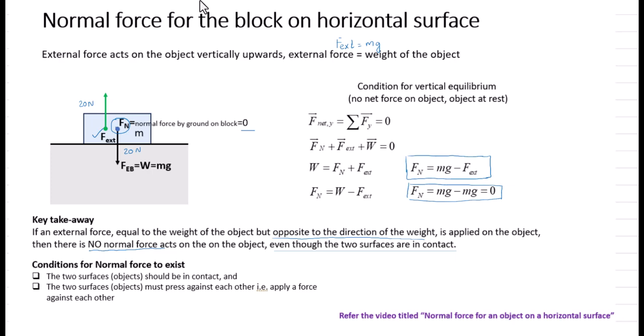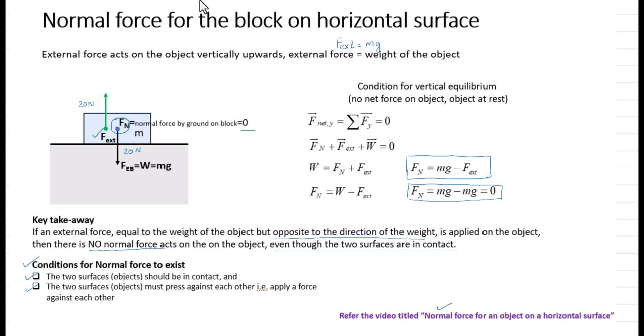And what's the reason? I want to highlight from my previous video, there are two conditions for normal force to exist. Condition number one is the two objects should be in contact. And secondly, the two objects must be pressing against each other. If they don't press against each other, then there will be no normal force.